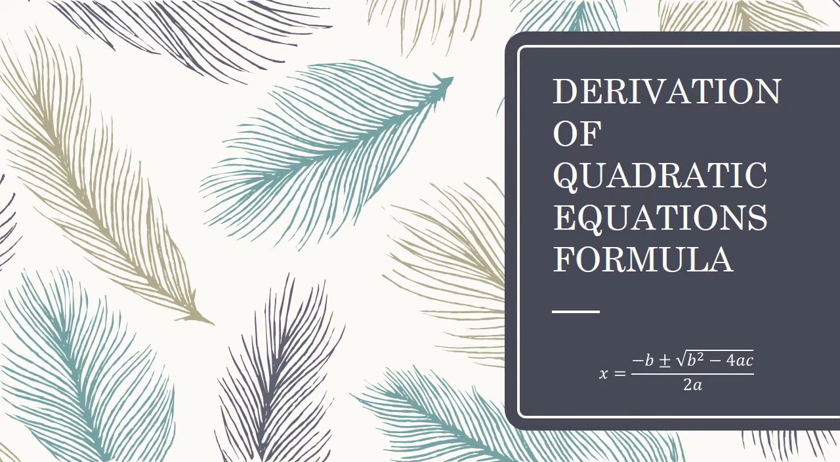Derivation of quadratic equations formula. x is equal to minus b plus or minus under root of b square minus 4ac, whole divided by 2a.